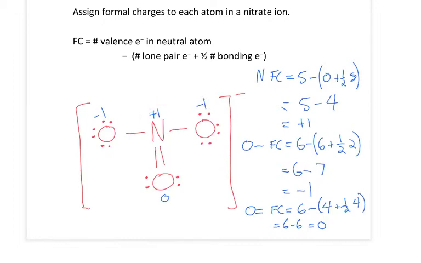Another thing that you can do to check that you've got the formal charges correct is that when you add up all the formal charges, it has to add up to be the total charge of the species. So I've got -1, +1, -1. That adds up to be -1. And that's the same as the charge on the nitrate ion. All right, let's look at one more example.